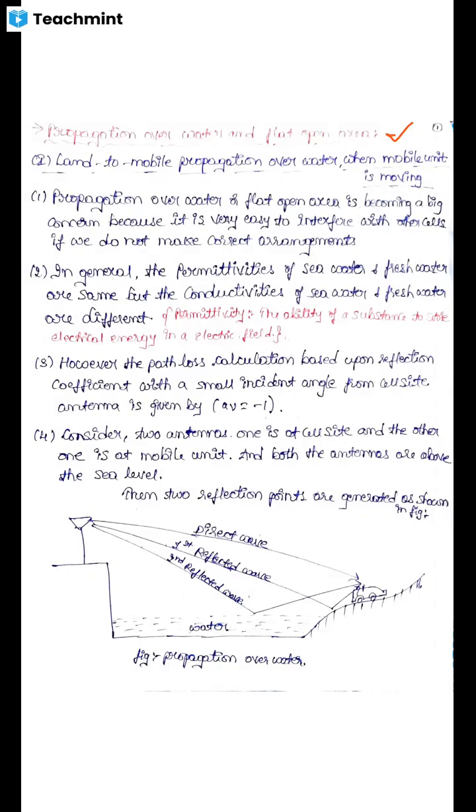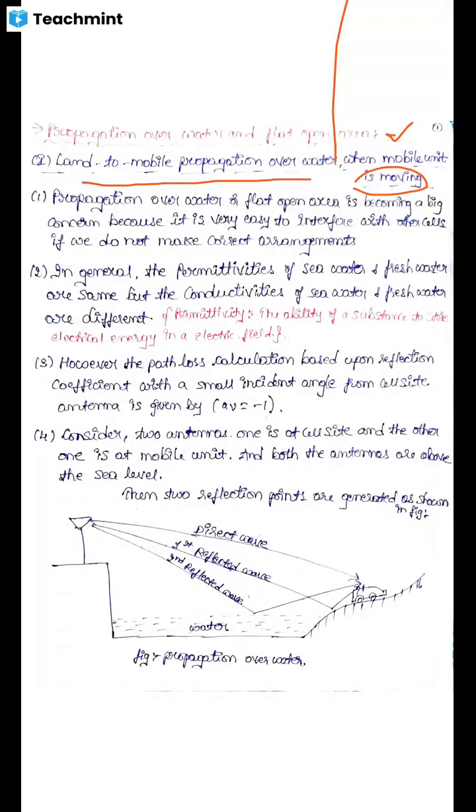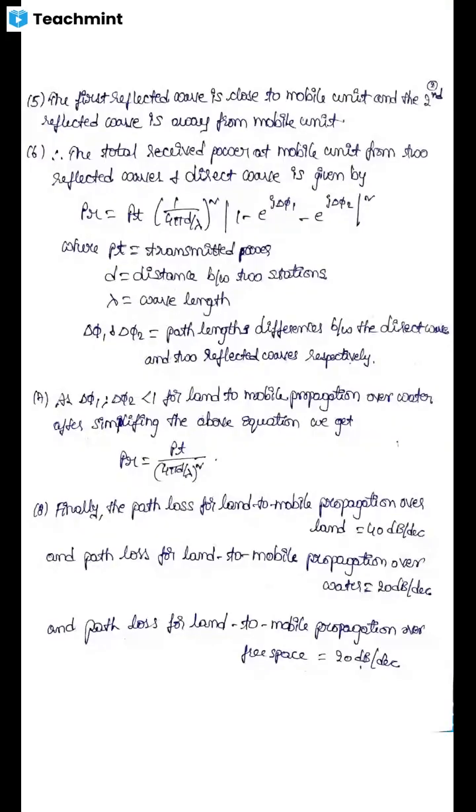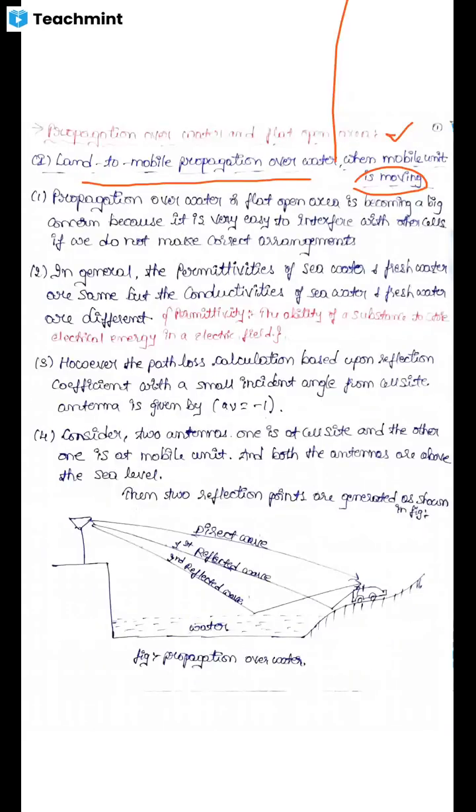The first case is land to mobile propagation over water when the mobile unit is moving. And the second case is propagation between two fixed stations over water. These are the two cases we study in the topic propagation over water and flat open area. Clear?